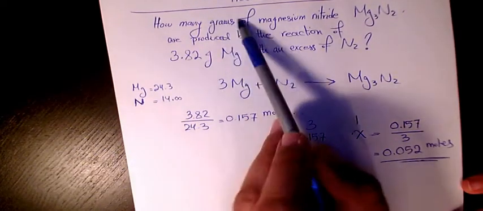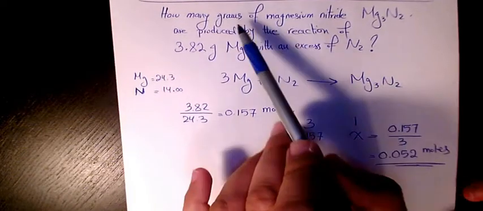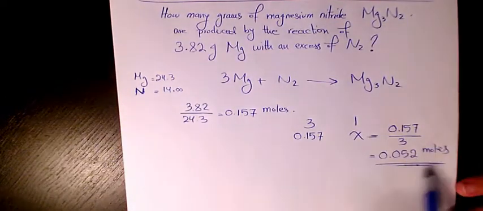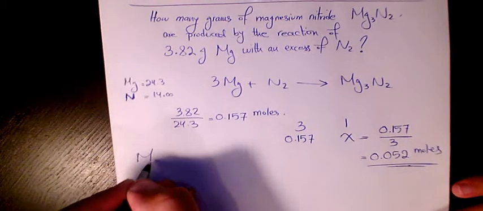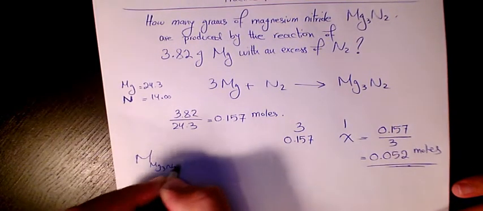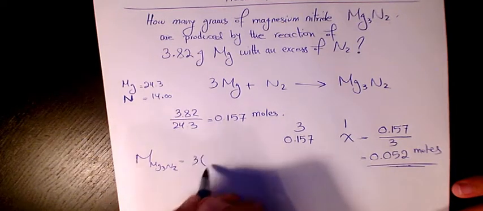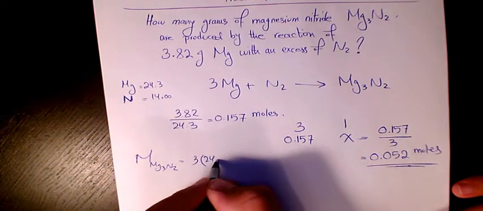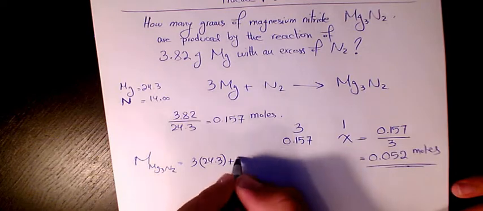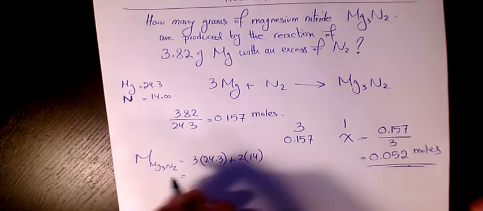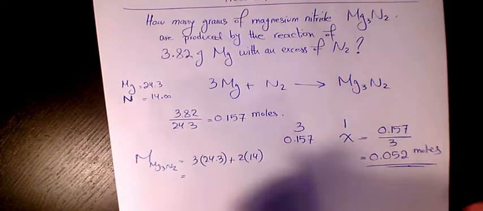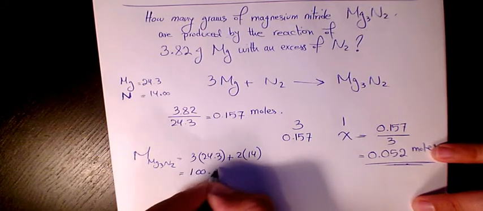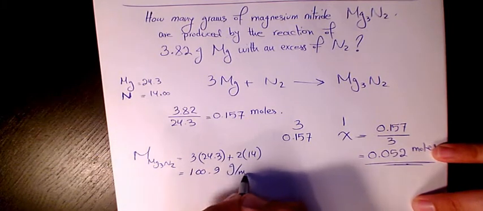We need to find out the grams or mass of magnesium nitride, so we need to multiply this number of moles by the molar mass of Mg3N2. So we need to calculate it first. 3 times the atomic mass of Mg, 24.3, plus 2 times 14, that makes it 100.9 grams per mole.